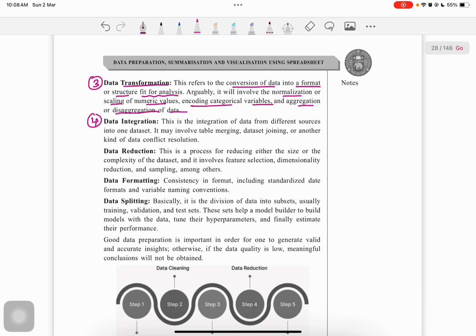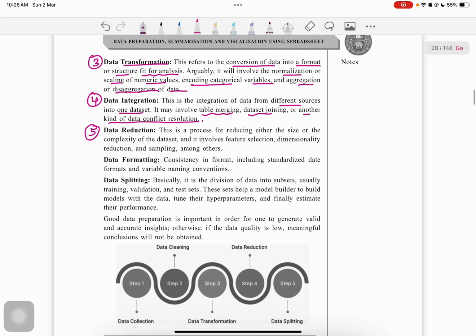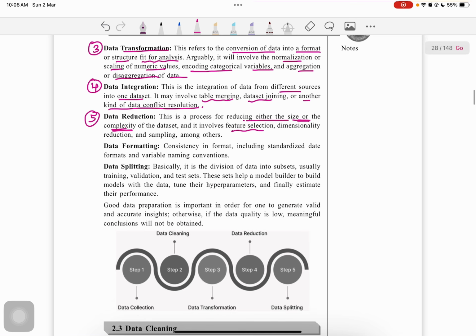Next step is data integration. It means from different sources we can integrate data into one data set. It may involve table merging, data joining, or any other kind of data conflict resolution. Next step is data reduction. It is a process of reducing either the size or the complexity of the data set and involves feature selection, dimensionality reduction, and sampling.